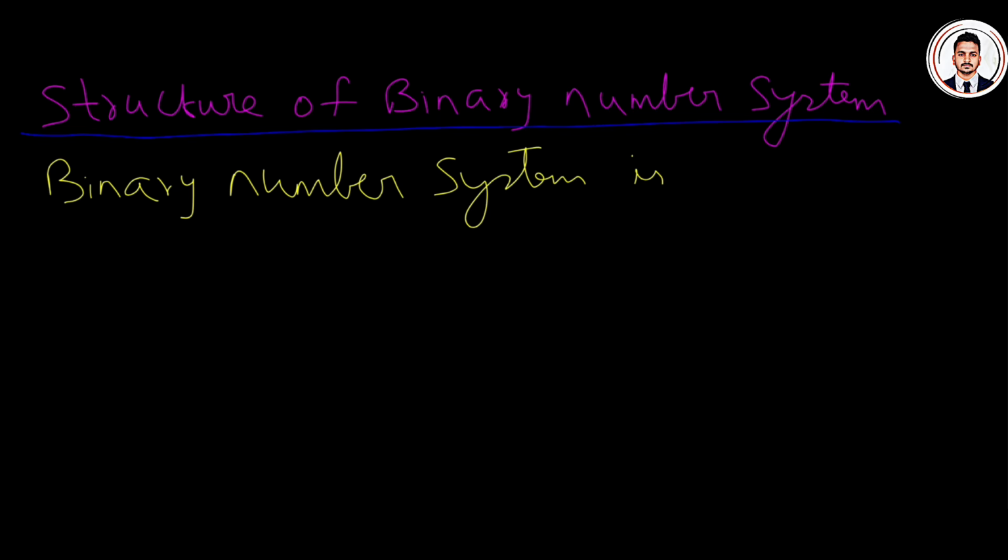Binary number system is a positional number system. Actually, it is a positional number system. Each position represents a power of 2. That I will explain now.